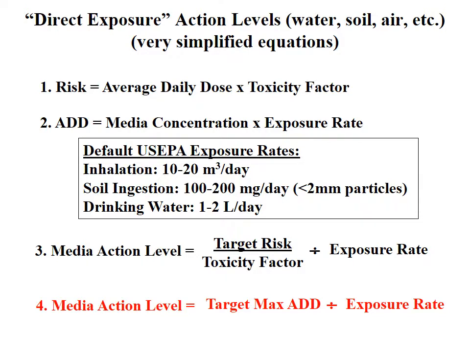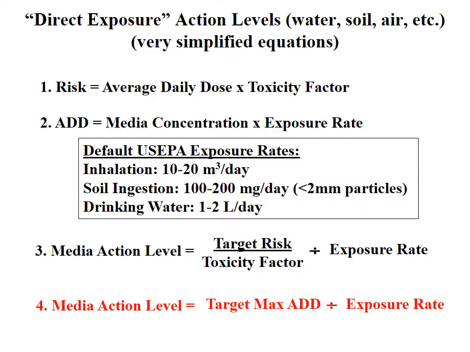The equations I show below are very simplified. The real equations are a little more complicated, but in general they're fairly easy. They're not that complicated once you look at the individual parts. So the primary thing for direct exposure, again, we're looking at risk. What's the excess cancer risk? What's the non-cancer hazard quotient? And what's the risk posed by this contamination?